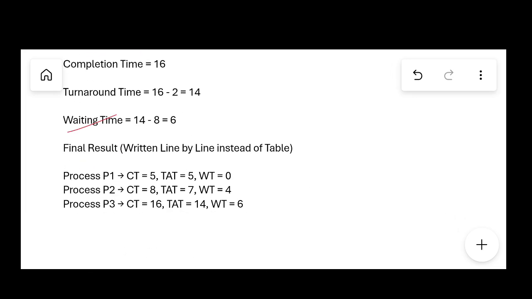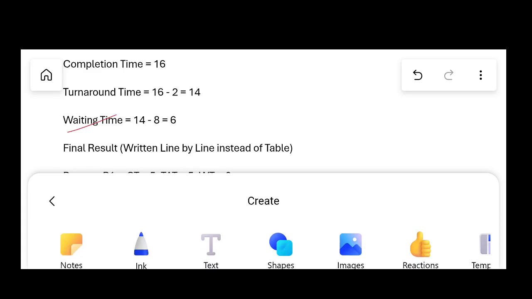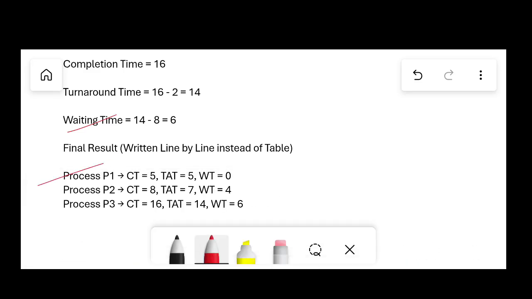So process P1 has completion time 5, turnaround time 5, and waiting time 0. And process P2 has completion time 8, turnaround time 7, and waiting time 4. And process P3 has completion time 16, turnaround time 14, and waiting time 6.